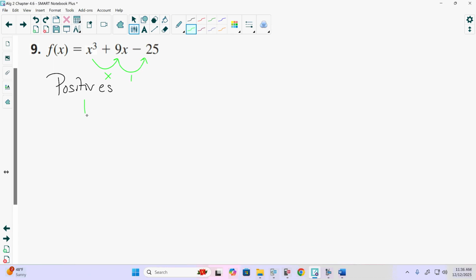The most sign changes that we have for the positive is 1, which means we have 1 positive, or less than it by an even amount. So if we try to subtract 2 from 1, we get negative, so there can't be. 1 is the only option.